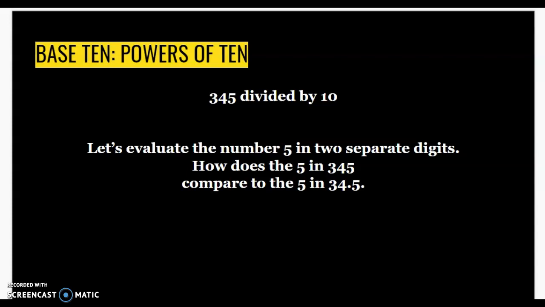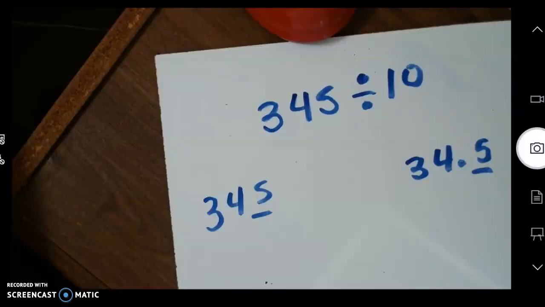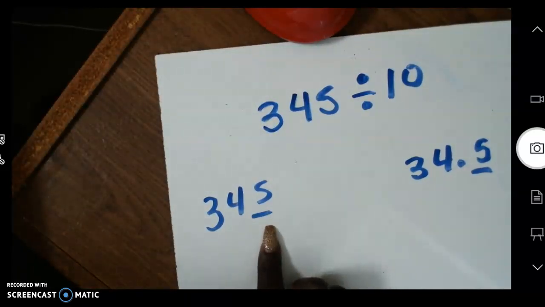Let's take this next example and work on it together. We have 345 divided by 10. Let's evaluate the number 5 in 2 separate digits. How does the 5 in 345 compare to the 5 in 34.5? First, I will identify what place value the 5 is in the number 345, and it's in the ones place.